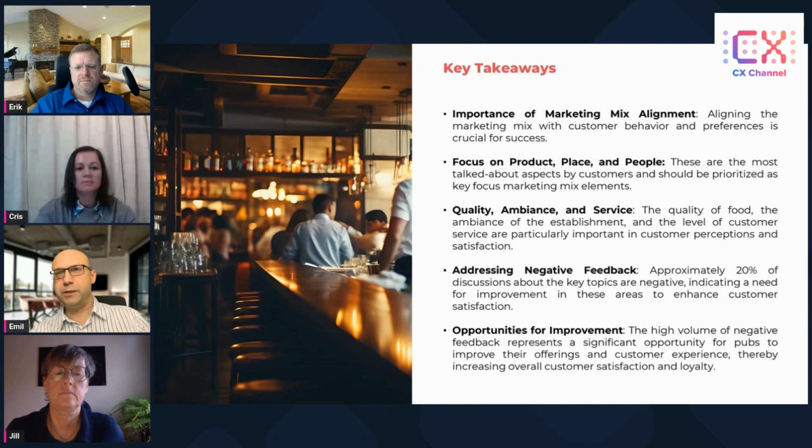Especially ambience, food quality, and engagement with the staff. Then quality, ambience, and service. These are the most prevalent features of product, place, and people. These are particularly important in the customer perception related to customer satisfaction.